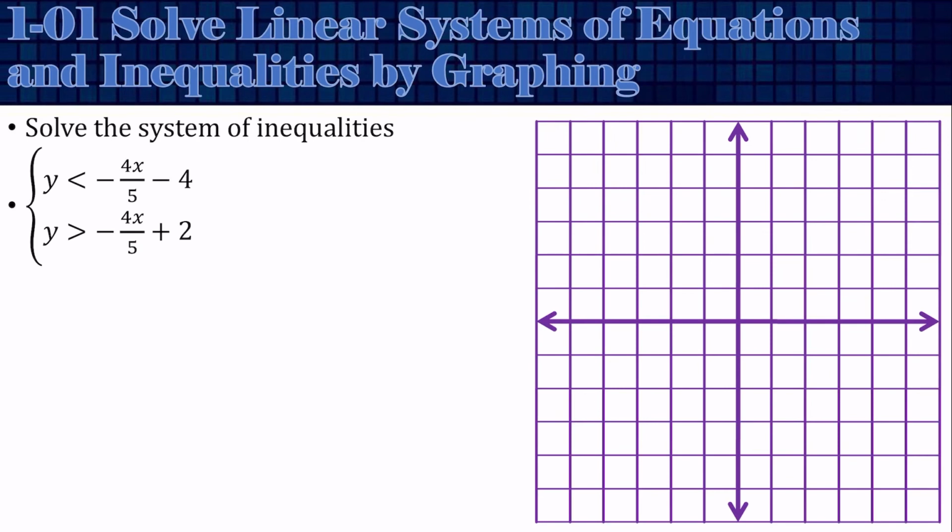All right, let's try one more. Conveniently, these are already solved for y. So the first one, we're starting at negative 4. I'm going down, wait, that doesn't fit on my graph, so we'll go up 4 and backwards 5. And it is dotted because it's not equal to. And its y is less than, so we're going to shade below because it was a less than.